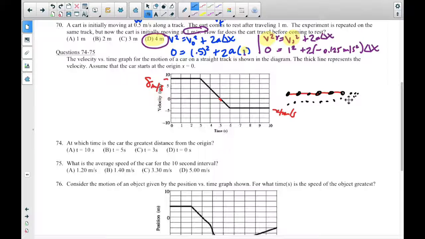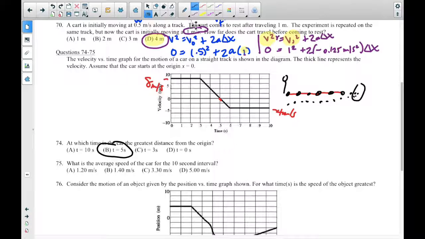Well, let's think about what we were just talking about. It's going, going, going, going. Here's the origin. It's going, going, going, going. It's slowing down, slowing down, slowing down. Stops instantaneously and turns around the other way. Where is it farthest from the origin? It's farthest from the origin out here. That happened right here at 5 seconds.